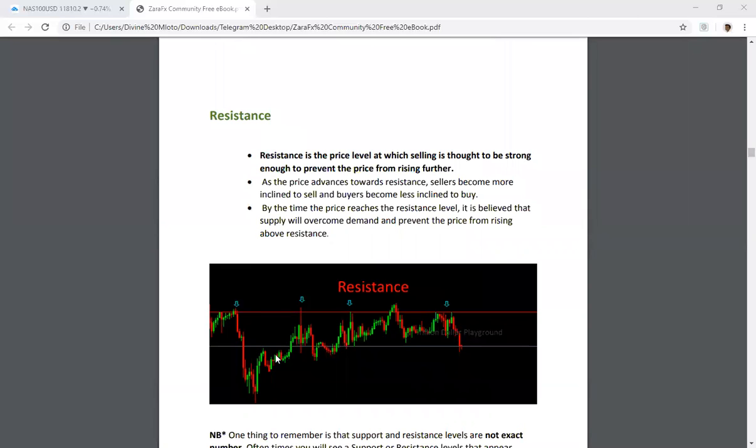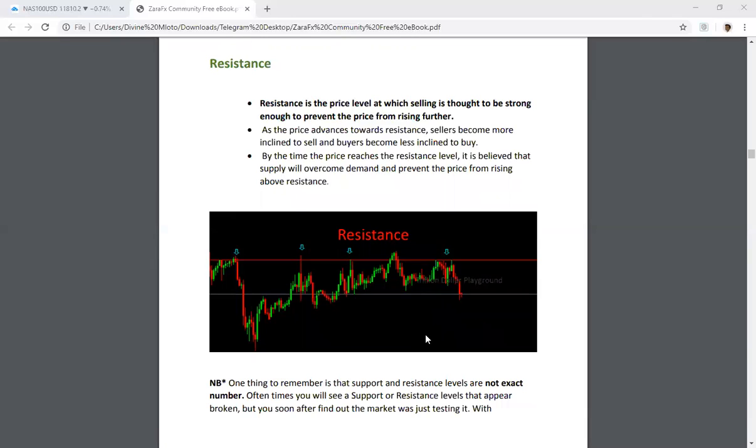Well, just in the opposite direction. Resistance is the price level at which selling is thought to be strong enough to prevent the price from rising further. As the price advances towards resistance, sellers become more inclined to sell and buyers become less inclined to buy. By the time price reaches the resistance level, it is believed that supply will overcome demand and prevent the price from rising above resistance. So here's an example. Resistance, resistance, resistance again.